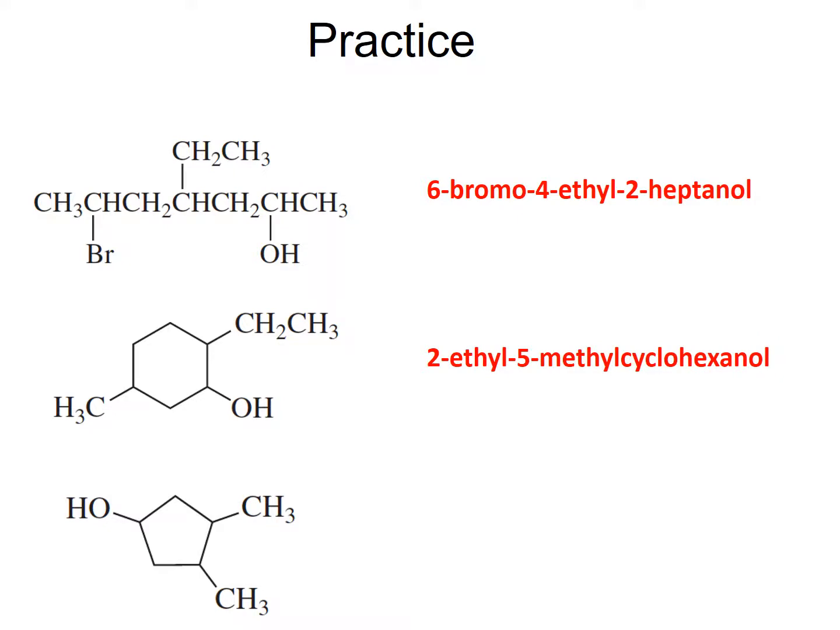Same thing here. We're going to go in order of the lowest second number since our OH needs to be position 1. Going counterclockwise would get a substituent at position 2. Going clockwise would get a substituent at position 3. So we have 2-ethyl-5-methyl-cyclohexanol. And here we have the same order no matter which way you go, counterclockwise or clockwise. It would be 3 and 4. And again, since it's a ring, we don't need a designation of 1 on the alcohol.